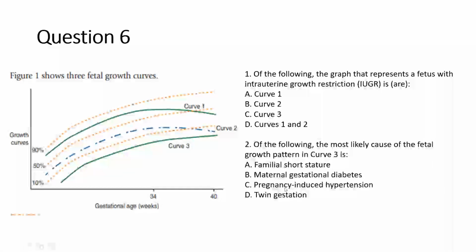So if you look at the 4 options, option A is the right answer, familial short stature, because your growth potential is lower. So that baby is always going to stay smaller. If you see maternal PIH or gestational diabetes, they are an insult at a certain point in gestation, which will lead to growth restriction. Same with the twin gestation. So the right answer would be familial short stature.